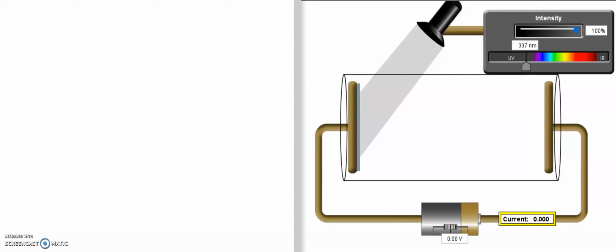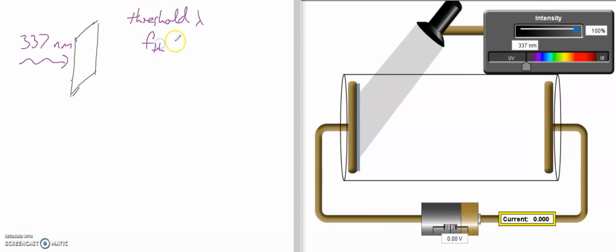So I'm going to sketch this out here. We got this piece of metal right here, and I'm going to use purple for the ultraviolet light coming in at 337 nanometers. So apparently my threshold wavelength is 337. With that, I can find my threshold frequency, because threshold frequency is going to be c divided by the threshold wavelength. So all I have to do is divide the two out, and I'll have my threshold frequency.